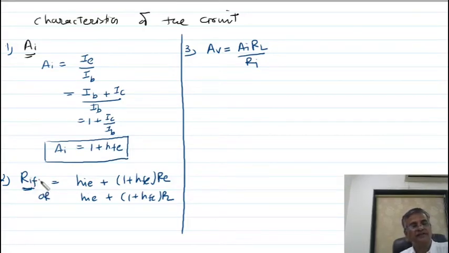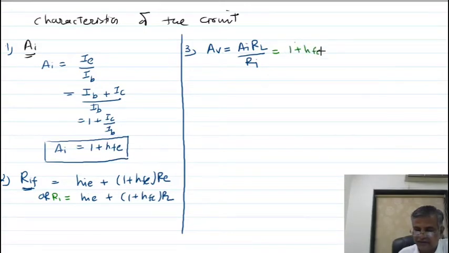The common collector circuit itself is an example of a voltage series feedback. So, to avoid confusion, you can write it or you can write RI. It is the same. So here I am writing AI. What is the AI? AI is this much. This AI is here and this RI is here. So AI is nothing but 1 plus HFE into RL. You can also write RE, it does not matter. HIE plus 1 plus HFE into RL.